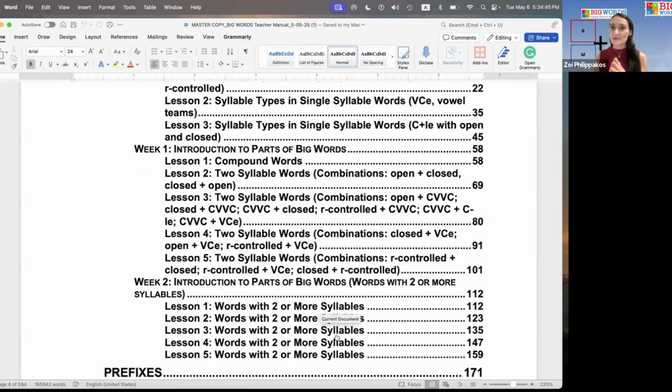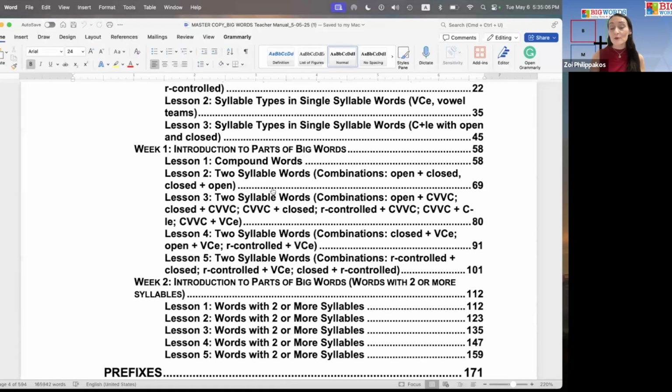And why do we do this? Because now we started with learning the syllable types. Students know how to recognize syllable types in single syllable words. But now the goal is for them to build that competence, but also the comfort, familiarity, knowledge and skill on how to read words that have more than one syllable.